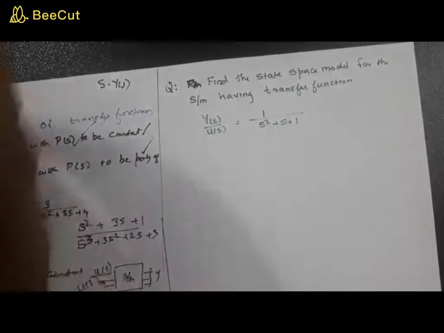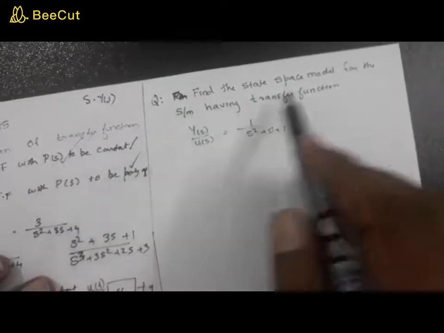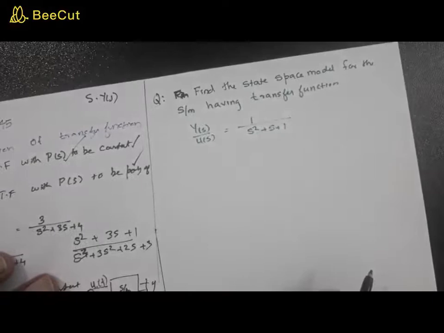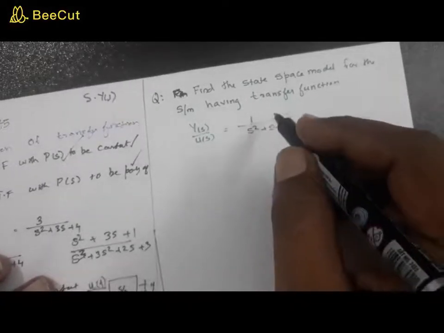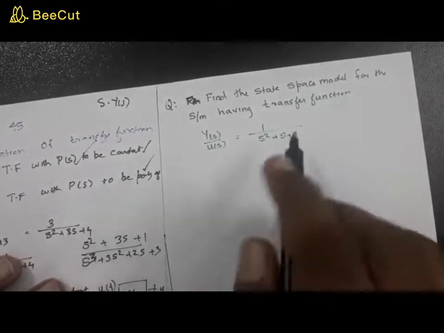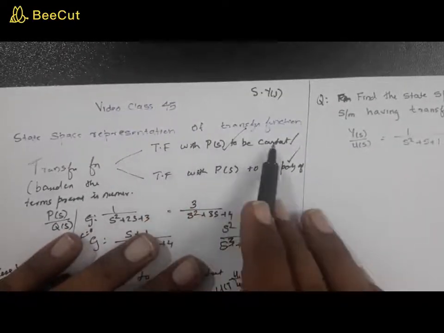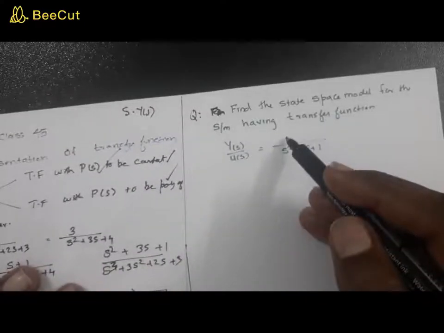Okay, so here is a question for you. You are asked to find the state space model for the system having a transfer function like this. First of all, when you get a question like this, you should check the category of this transfer function. This category comes under case 1, a transfer function with P of s to be a constant.